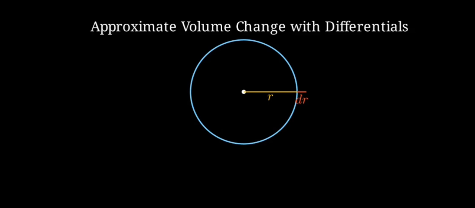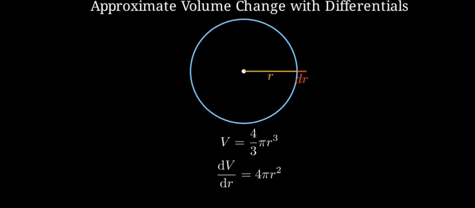First, recall the volume formula for a sphere. The volume is 4/3 times pi times r cubed. Taking the derivative with respect to r gives 4 pi r squared, which tells us how fast the volume is growing for a radius r.